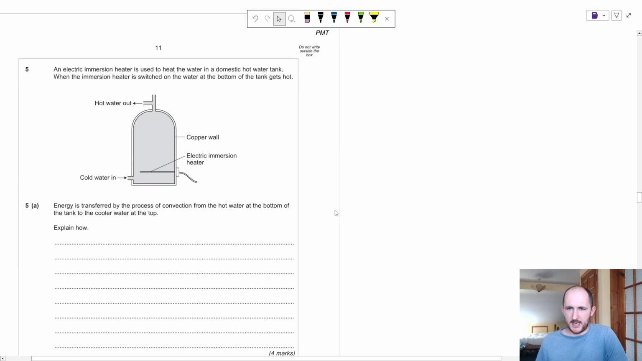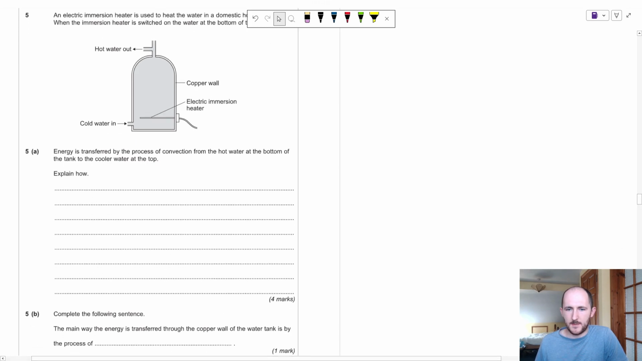An electric immersion heater is used to heat the water in a domestic hot water tank. When the immersion heater is switched on, the water at the bottom gets hot. Yeah, makes sense. Energy is transferred by the process of convection from the hot water at the bottom of the tank to the cooler water at the top. Explain how. 4 marks. We need 4 points.